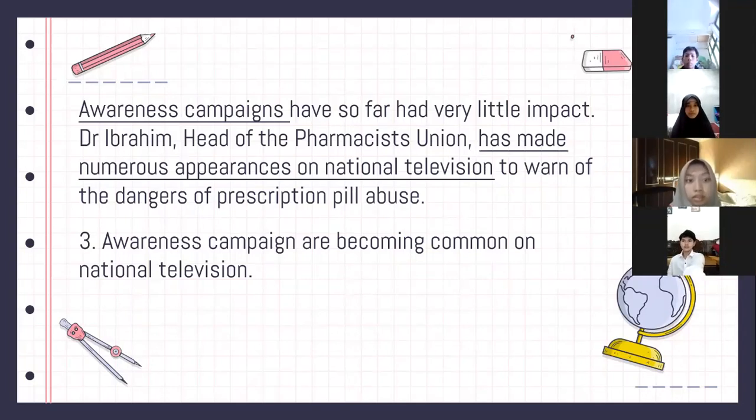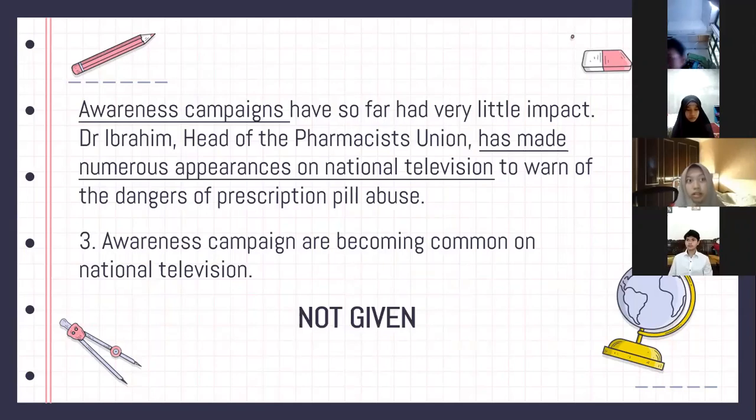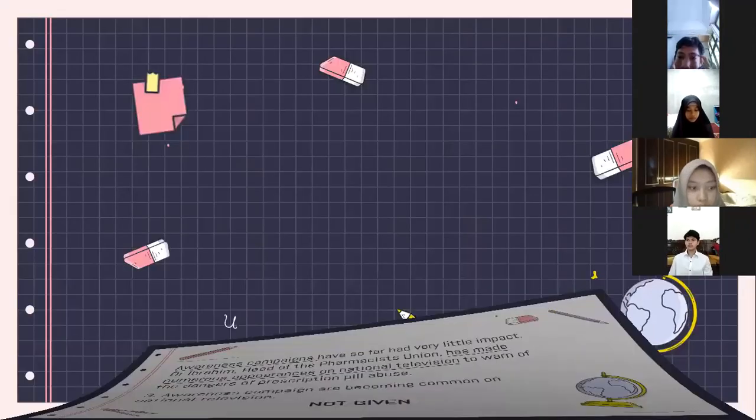The keyword is becoming common, but there is nothing in the text that says whether awareness campaigns are common or not on national television. So for this statement, the answer is not given, because there is no information about whether awareness campaigns are common or not on national television. Let's move on to the next speaker, Muhammad Rizky Alek.